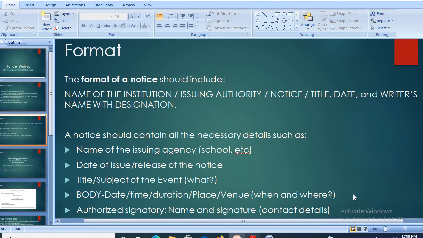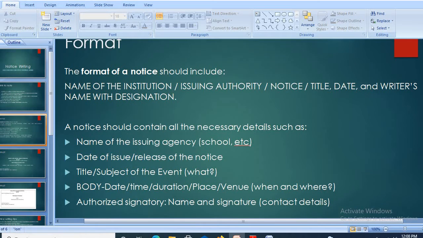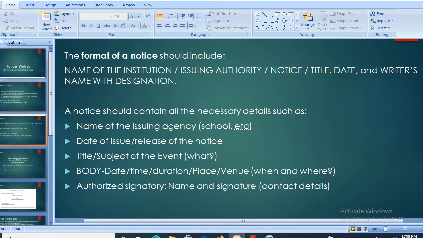Okay, now what are the necessary details? Name of the issuing agency, that is the school. Date of issue or release of the notice, that one has to be mentioned.